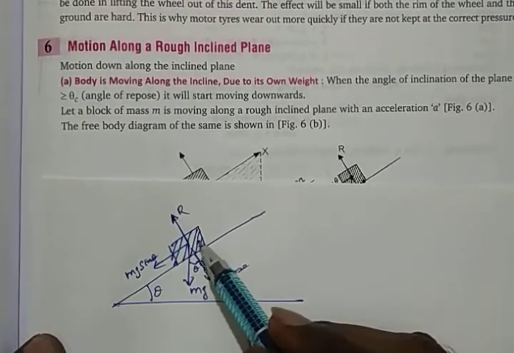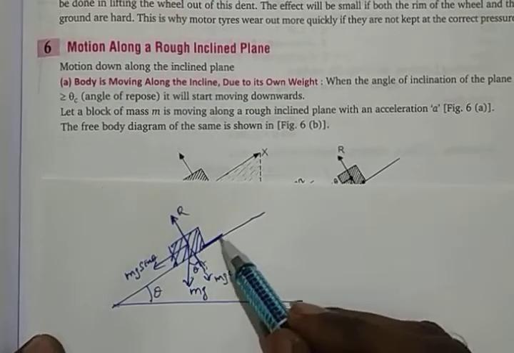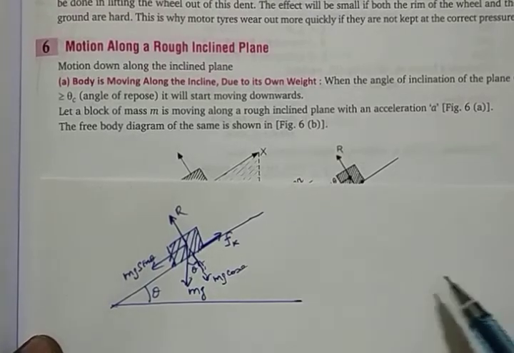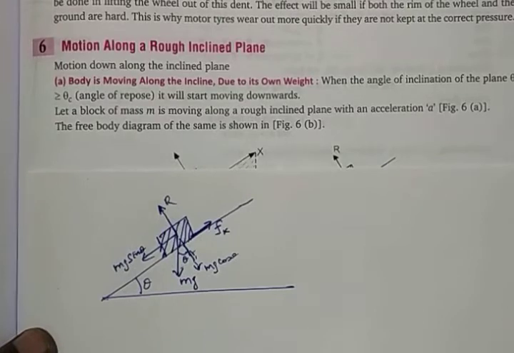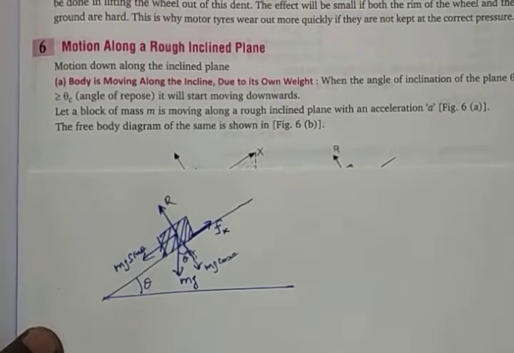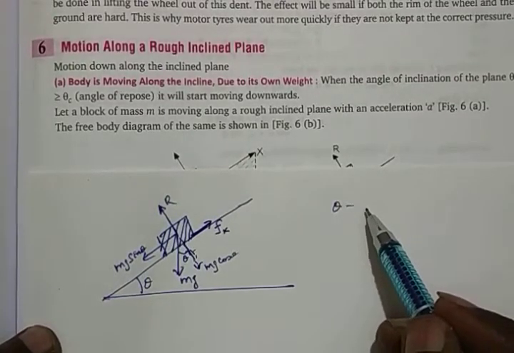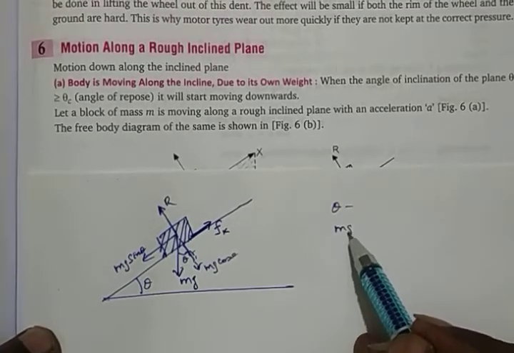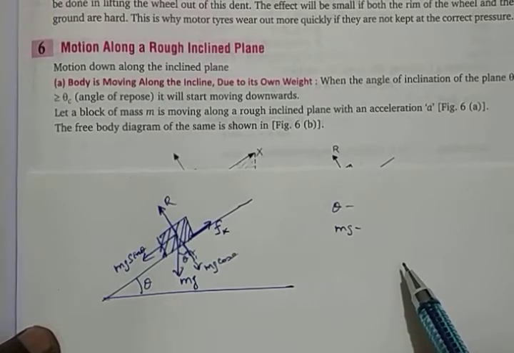Now this body is moving under its own weight. It is just coming down. Because of this coming down, you will have a frictional force in this direction, which is called Fk, because it's a kinetic friction. Now this diagram you need to make. Then write down these lines. Let theta be the angle of the inclined plane, and mg the weight of the body acting vertically downwards.